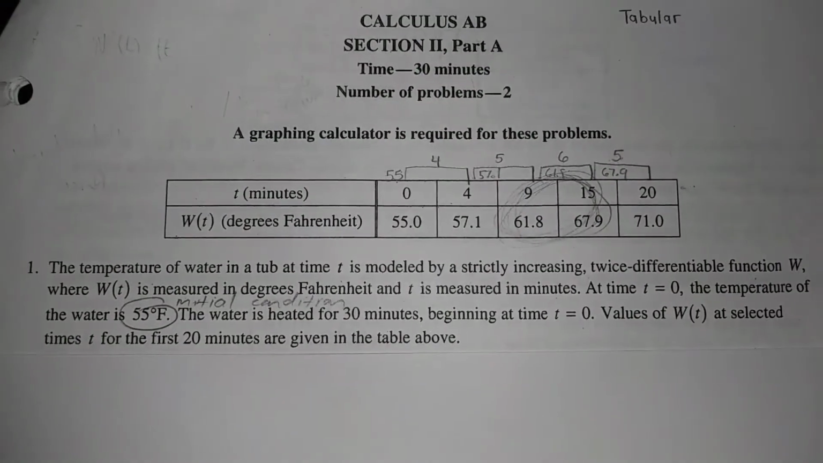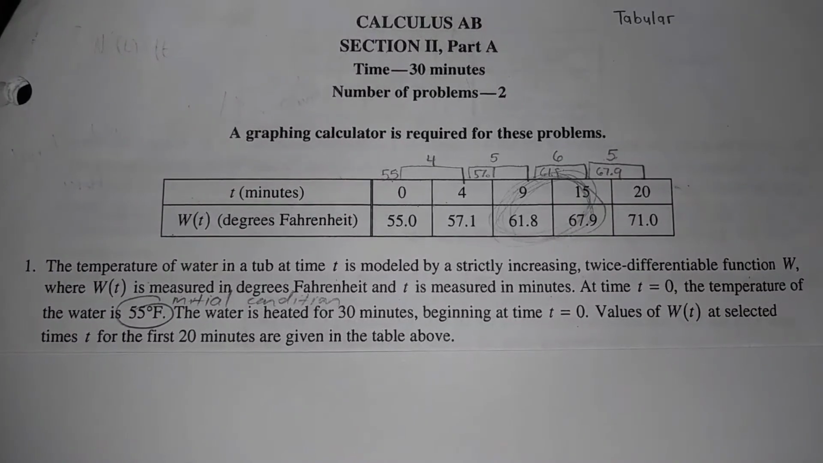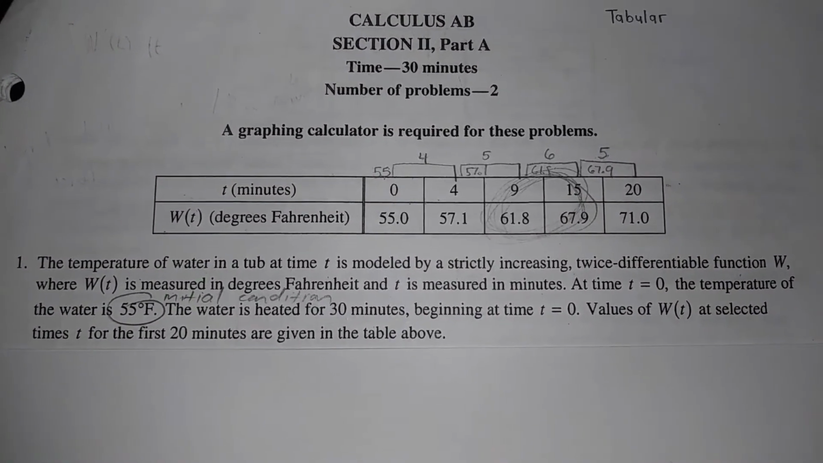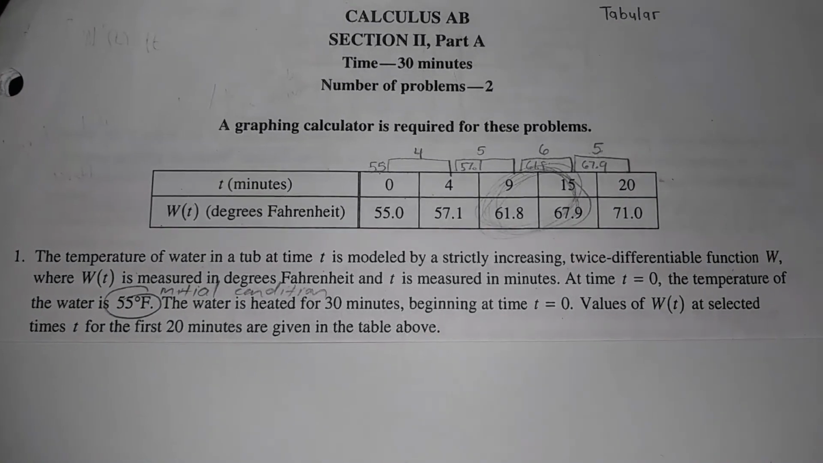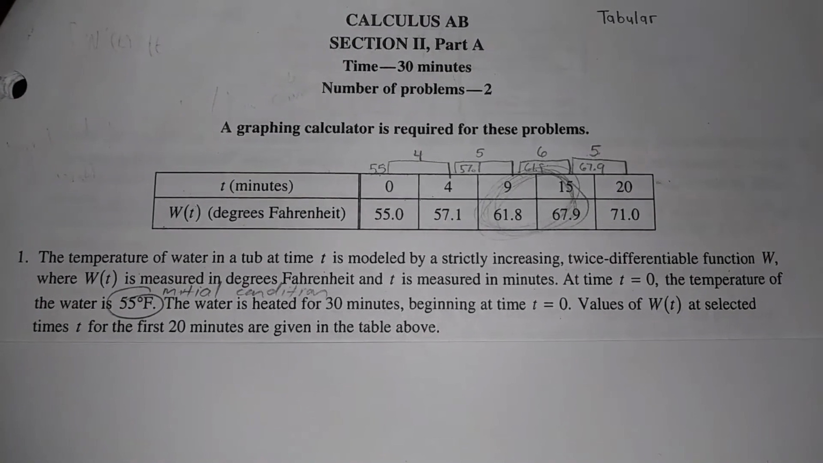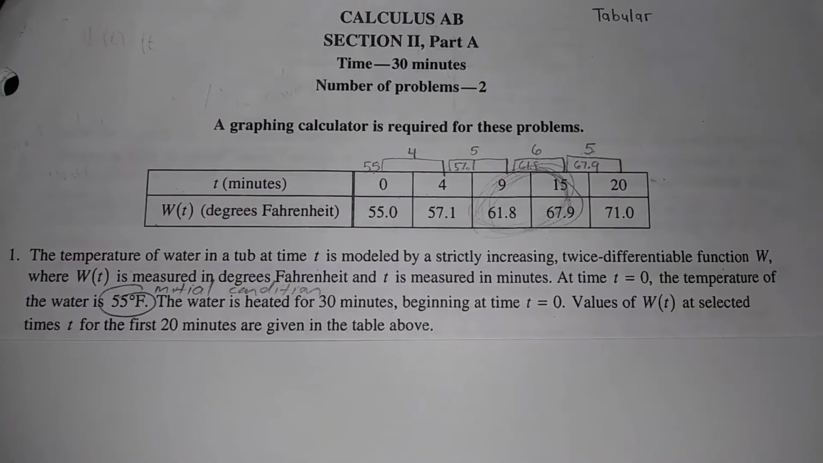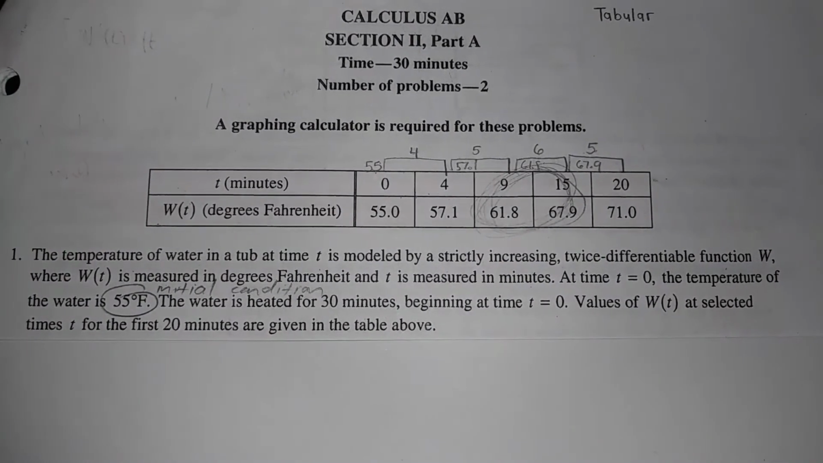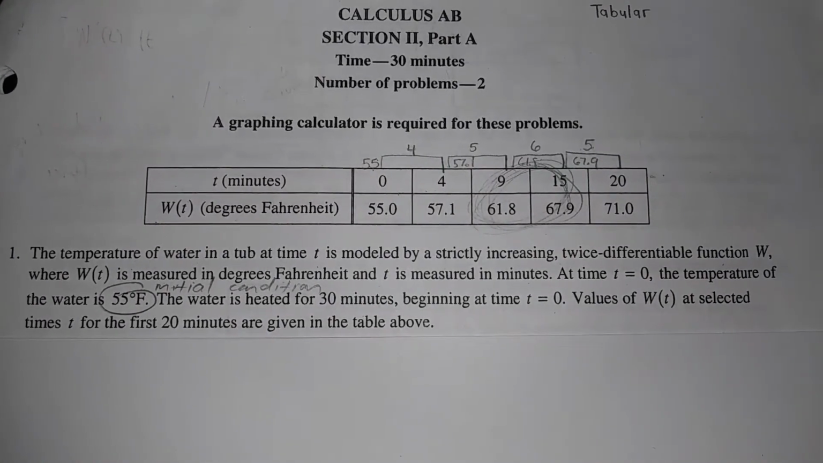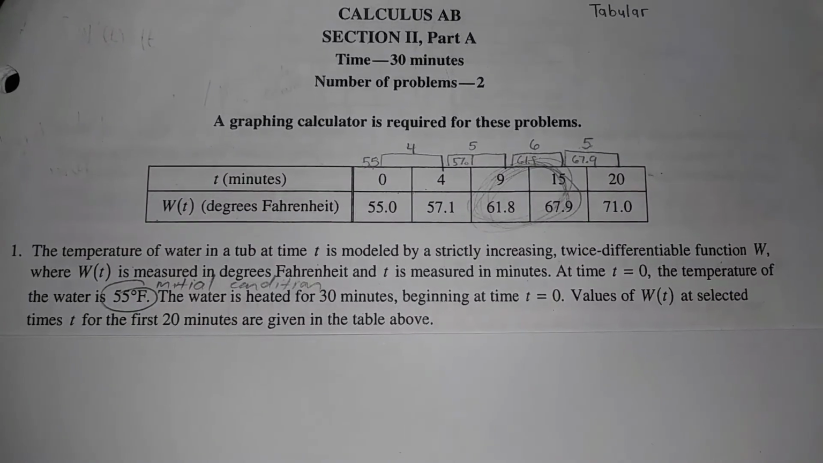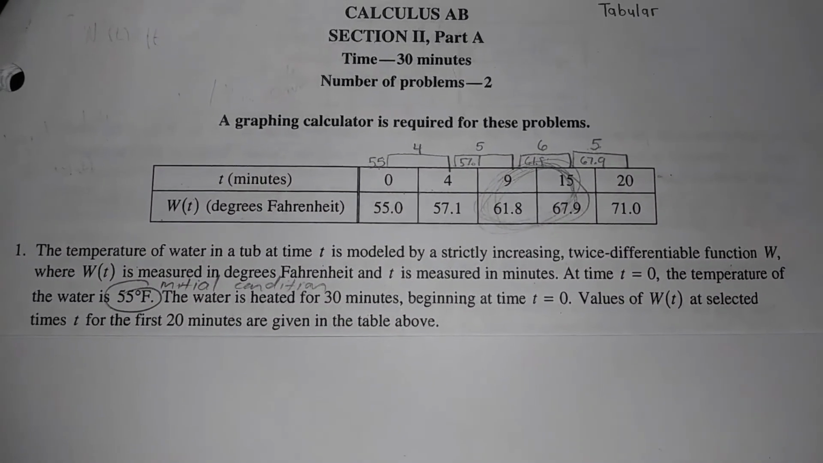Alright guys, we're doing the 2012 Tabular FRQ today. The temperature of water in a tub at time t is modeled by a strictly increasing twice differentiable function W, where W(t) is measured in degrees Fahrenheit and t is measured in minutes. At time t equals 0, the temperature of the water is 55 degrees Fahrenheit, which is our initial condition. The water is heated for 30 minutes, beginning at time t equals 0, where values of W(t) at selected times t for the first 20 minutes are given in the table above.